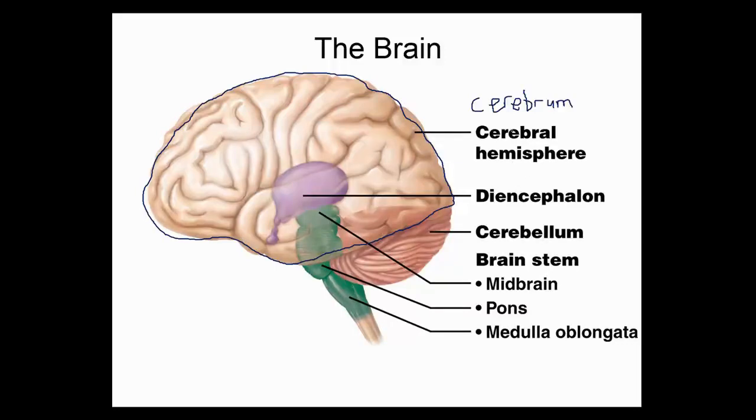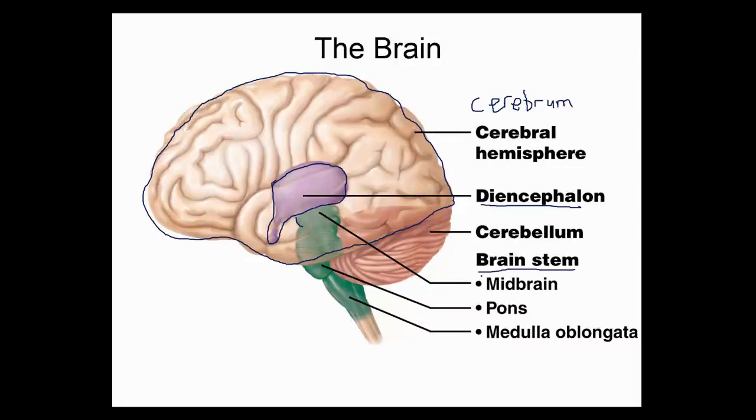We also have the diencephalon. So the diencephalon is this internal structure here. So that one around here, there's the diencephalon, and we'll take a look at that later. That's composed of the thalamus and the hypothalamus. Attached to the diencephalon, so just inferior, we have the brainstem.